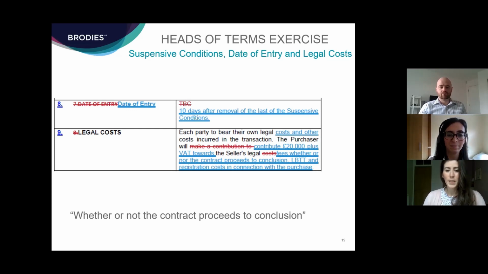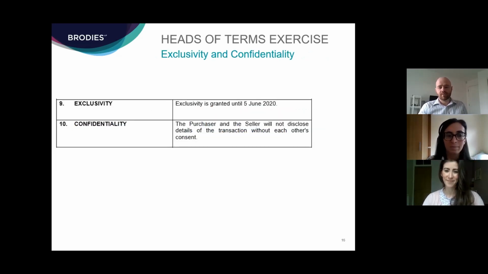So I'm going to now hand it back over to Rory, who's going to talk us through exclusivity and confidentiality. Thanks, Naomi. Yep, so I'm just going to come to the next two, which are exclusivity and confidentiality, and then also just briefly, because it links in nicely with the wording we saw right at the top of the heads of terms, the most important wording, I would say, about being without prejudice, subject to contract, not being legally binding, etc.